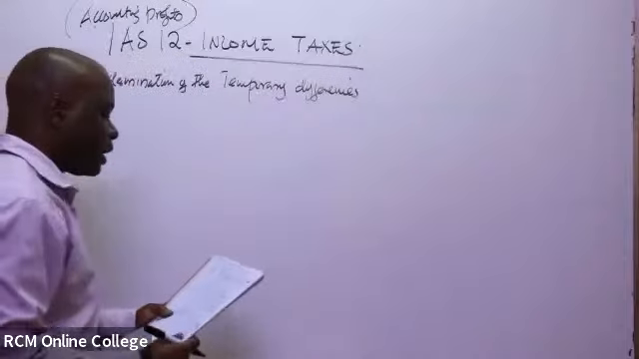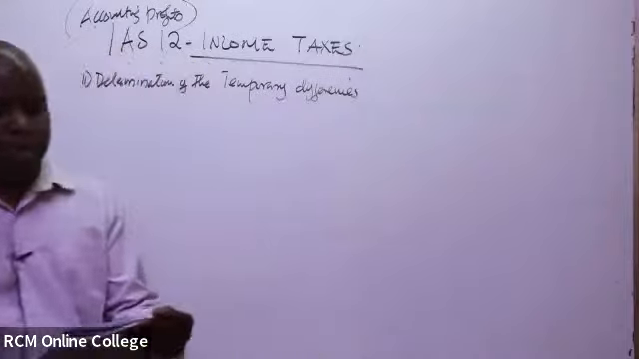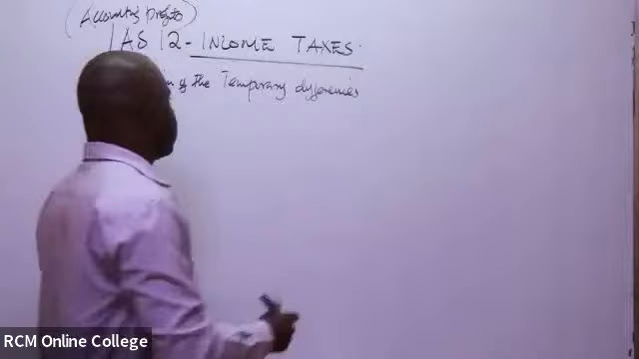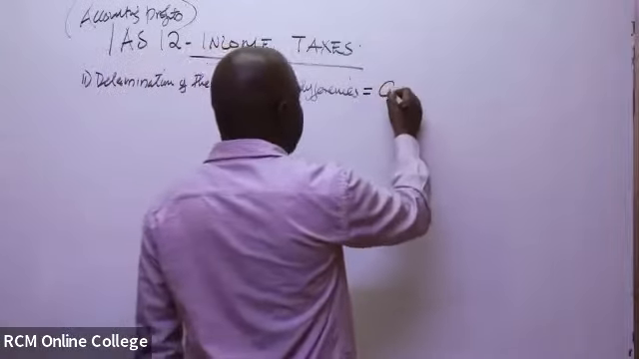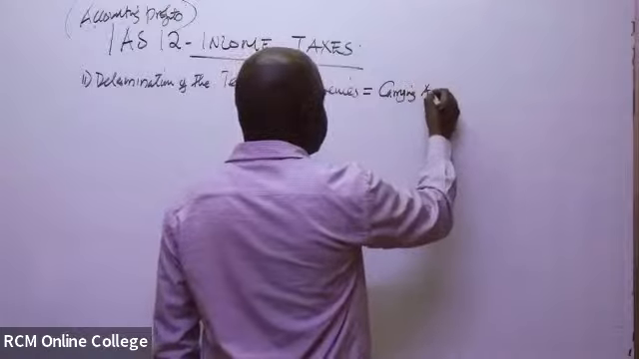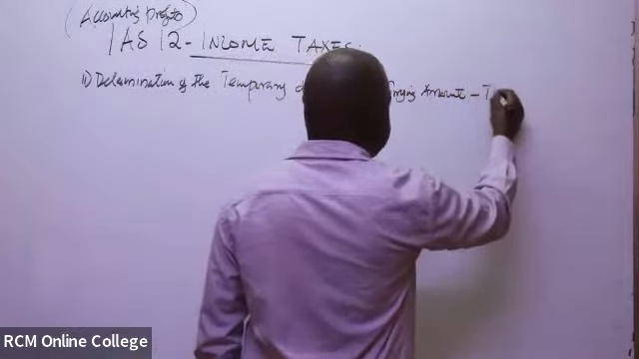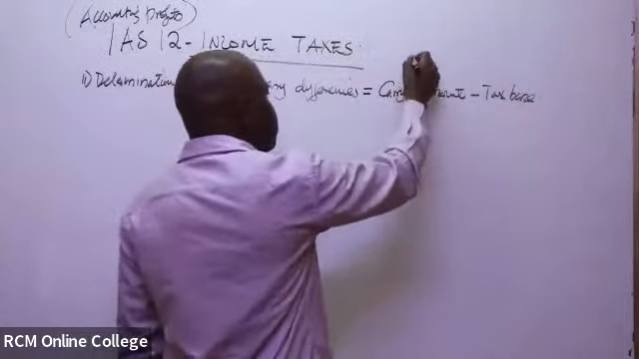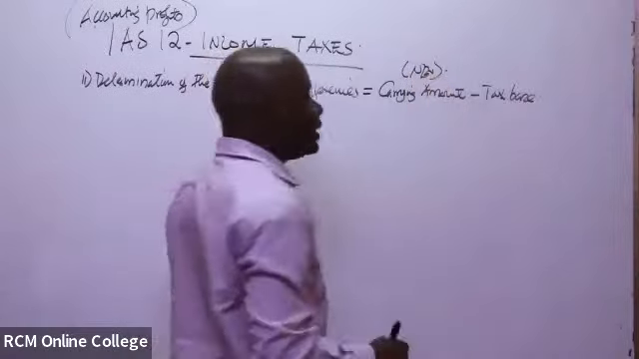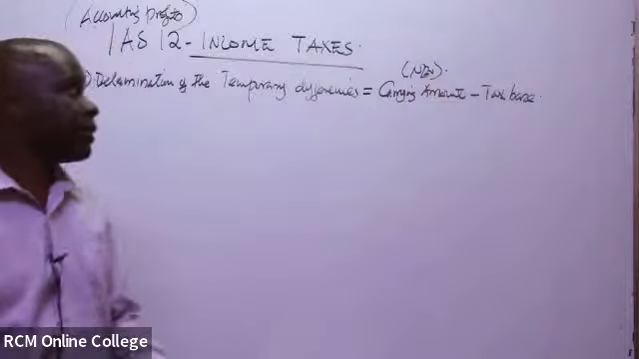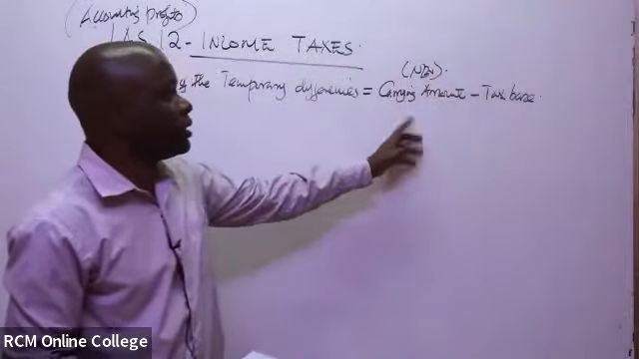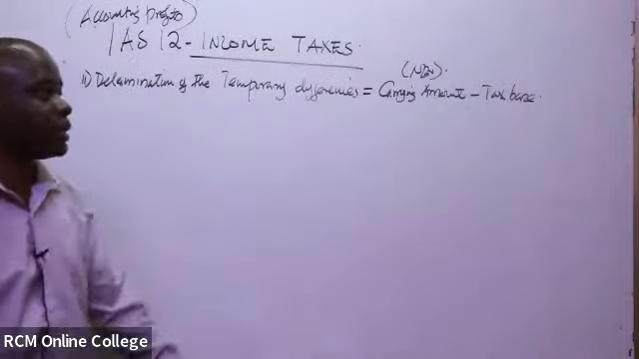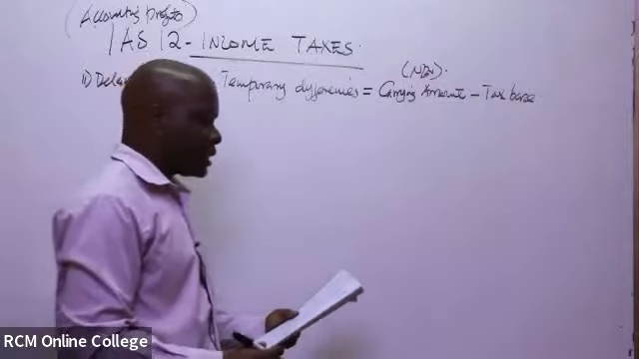So of course, in this case, as per our formula, temporary difference is equal to the carrying amount minus the tax base. The carrying amount is the net book value. In simple terms, you simply take the cost minus the depreciation. Of course, now in this case, you'll get the carrying amount.